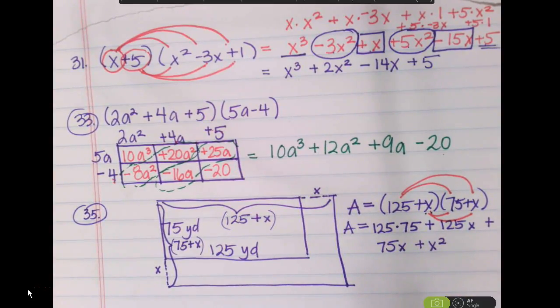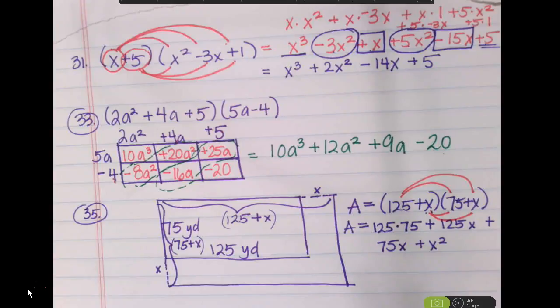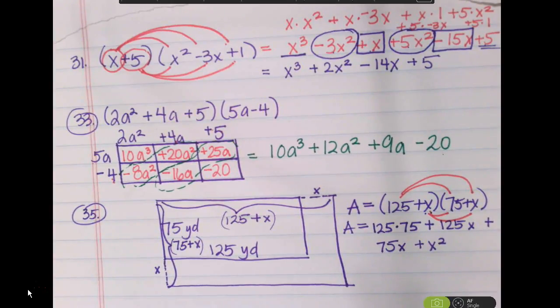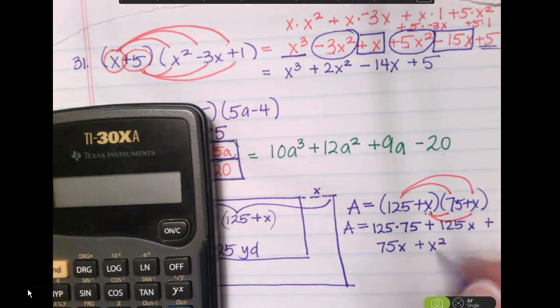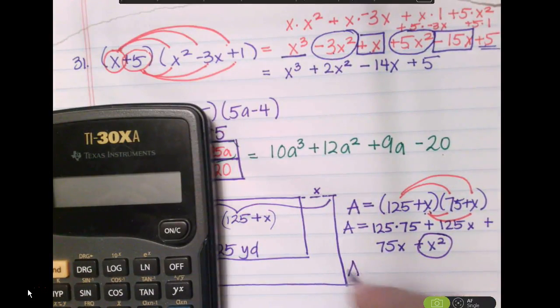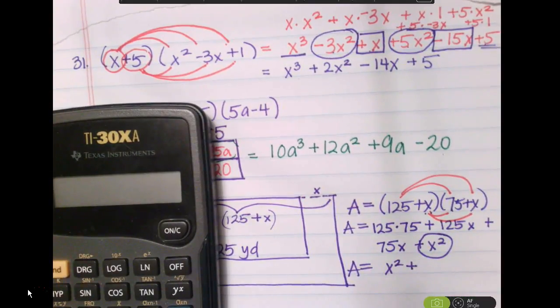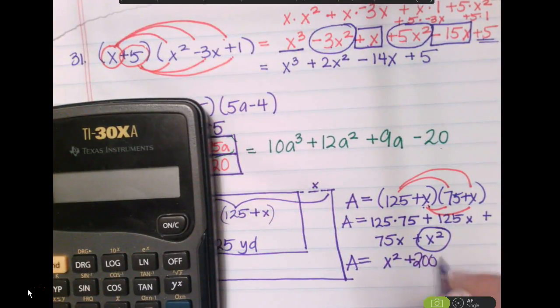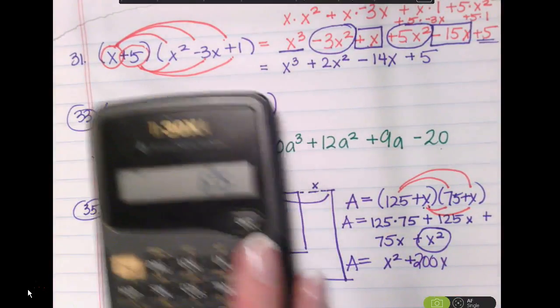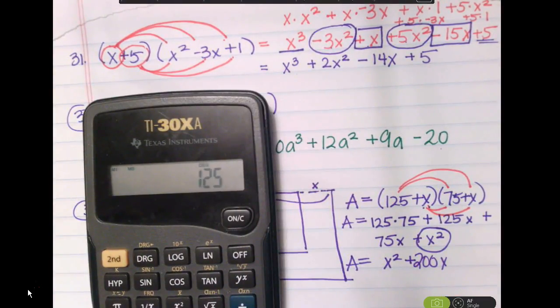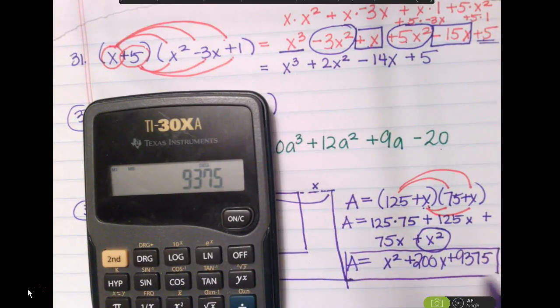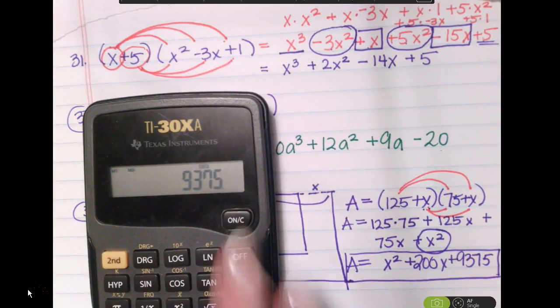So now as I'm going across, I'm going to write things in standard form. So that involves descending order of the variable. So I'm going to start with x squared plus, and then 125 plus 75 is 200x. And then the last one is what I need my calculator for, so that is 125 times 75, 9,375. So they told us it would be a polynomial expression that represents the area, so it's okay that we don't have a final answer.